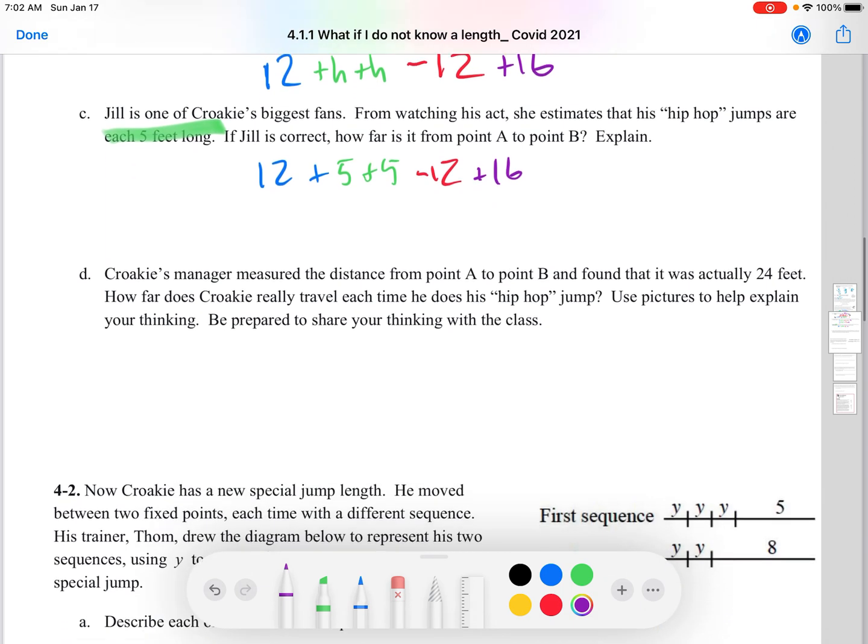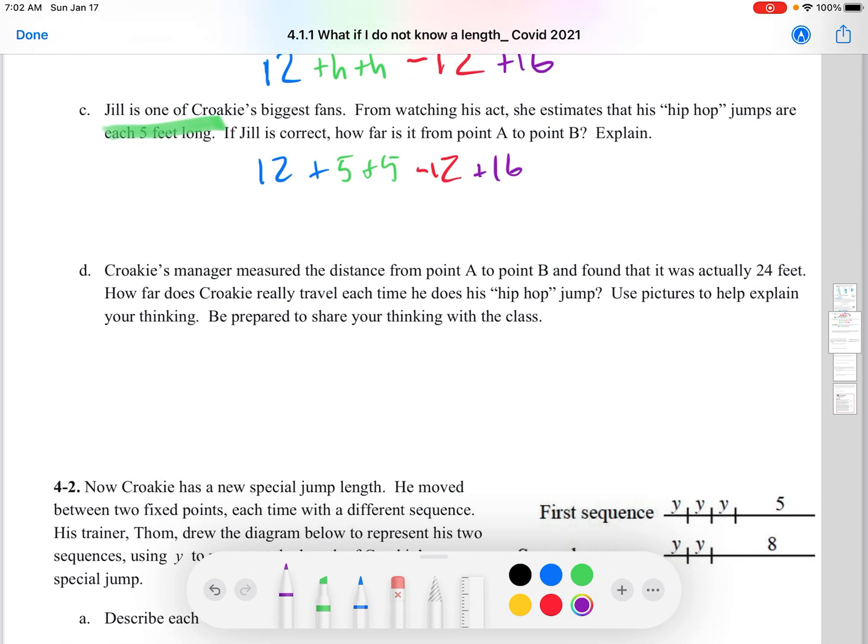And then what I can do is combine all of that and put that together. I'm going to switch to color here. 12 plus 5, that's 17, plus 5 minus 12 plus 16. 17 plus 5 is 22, minus 12 plus 16. And then 22 minus 12 is 10.